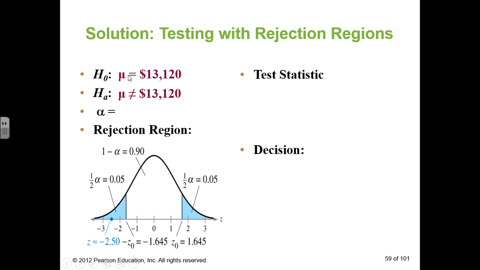Because the claim was the null hypothesis, the complement of equals is not equal to. The significance level was 10%. Since this is a two-tail test, we split this 10% in half: 5% in the lower tail, 5% in the upper tail. We look at 0.05 in the Z table, in the standard normal table, and we see that it is negative 1.645. By symmetry, that means this value is positive 1.645.